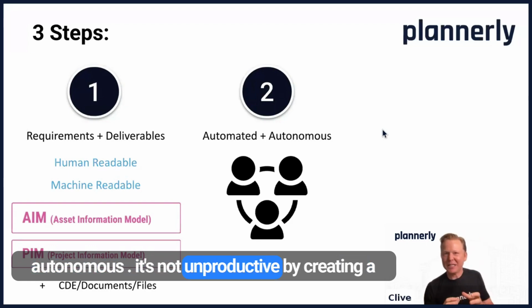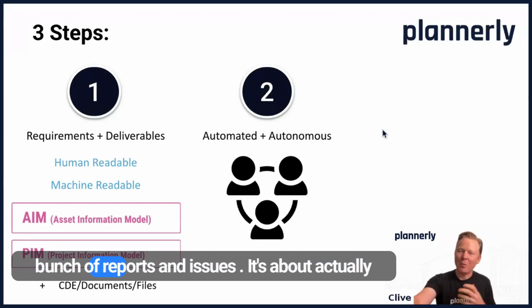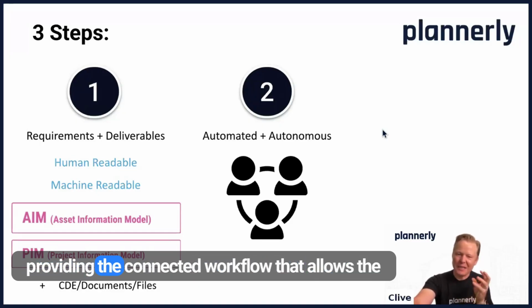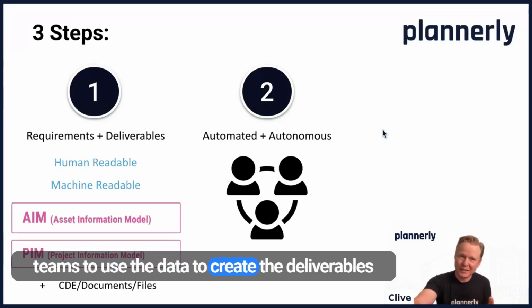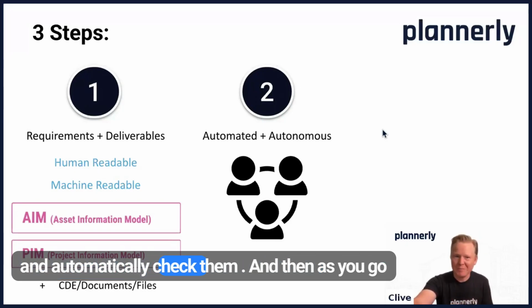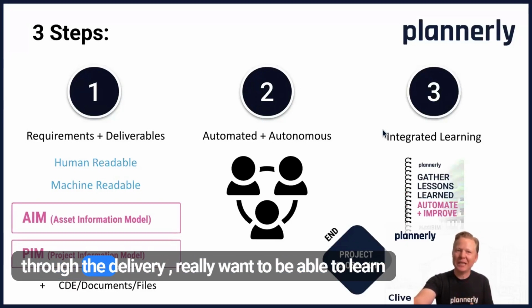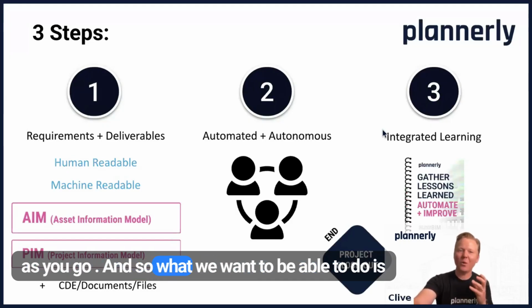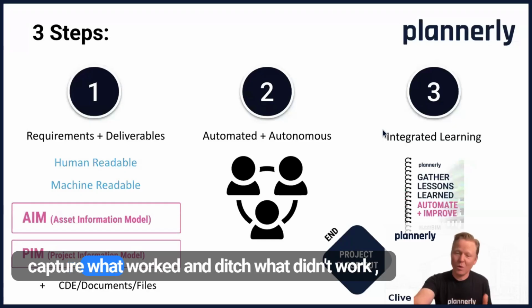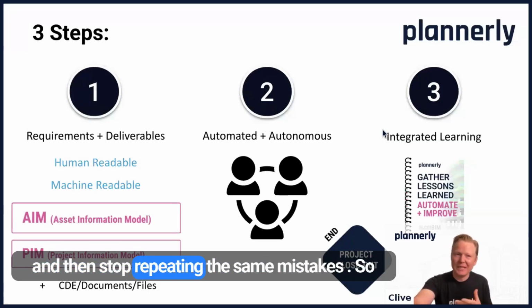It's not unproductive by creating a bunch of reports and issues. It's about actually providing the connected workflow that allows the teams to use the data to create the deliverables and automatically check them. And then as you go through the delivery, you really want to be able to learn as you go. So what we want to be able to do is capture what worked and ditch what didn't work, and then stop repeating the same mistakes.